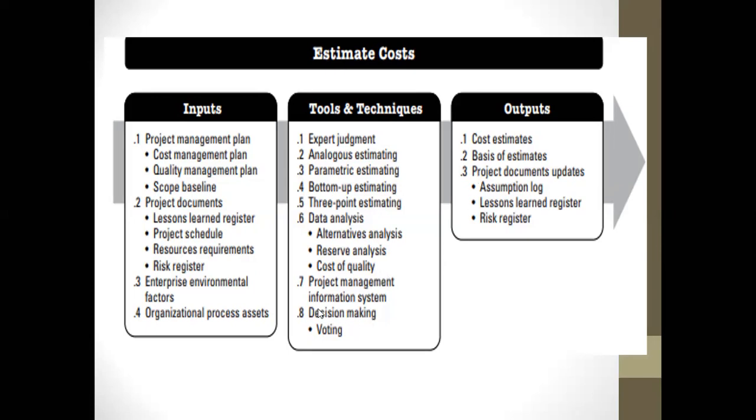Then we have a project management information system, which is easy to understand. Then we have the decision making, which is possibly voting. Then we have the output, cost estimates. Then we have basis of estimates. Then we have project documents updates, where we'll talk about the assumptions log, lessons learned register and the risk register. Now, I have a question in the chat room, and I will use this output to deal with it.